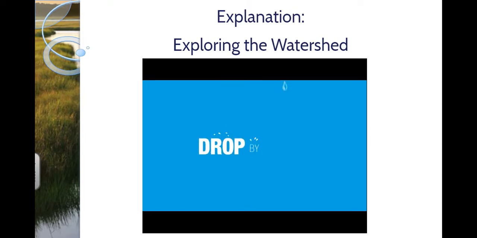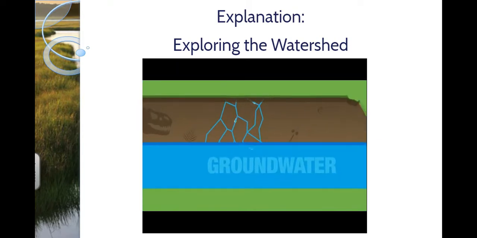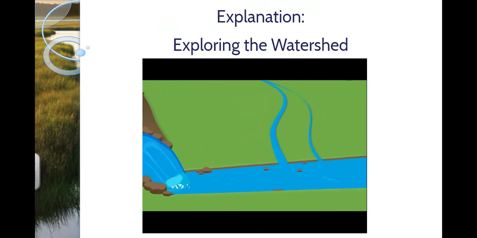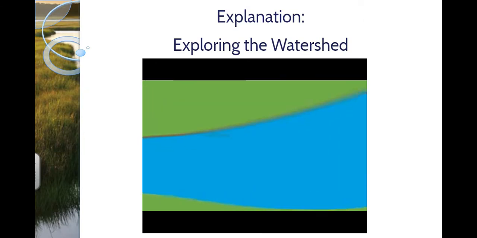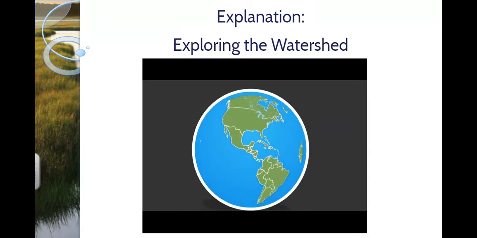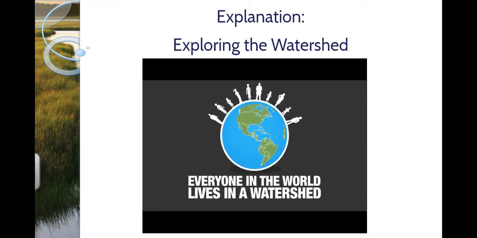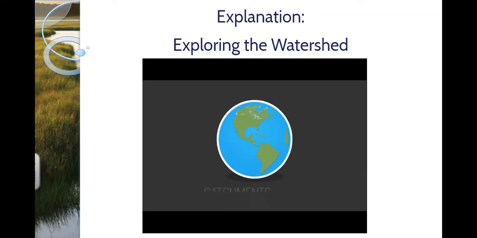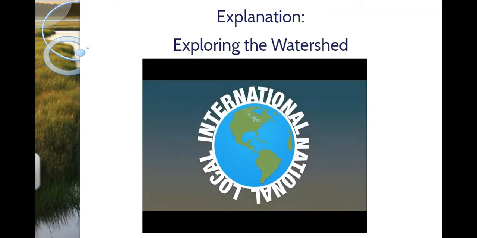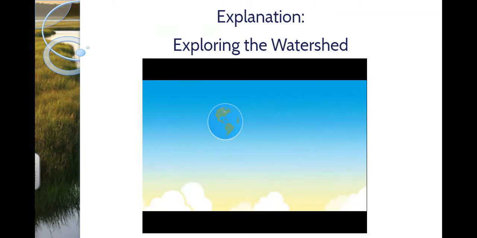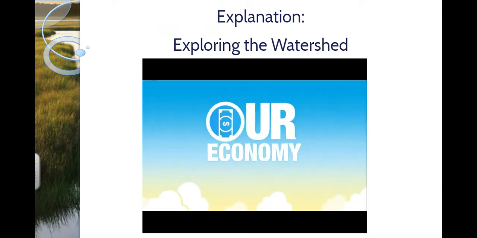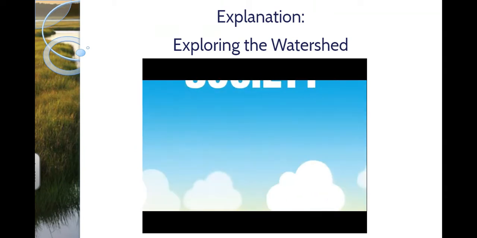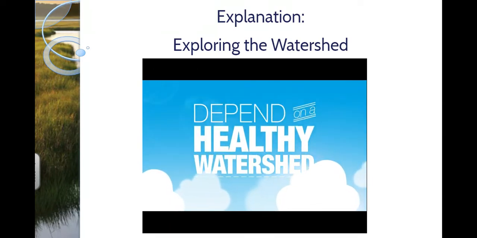Drop by drop, water is channeled into soil, groundwater, creeks and streams, making its way to larger rivers and eventually the ocean. Everyone in the world lives in a watershed. Watersheds know no political borders, whether local, national, or international. Our environment, our economy, and our society all depend on a healthy watershed.